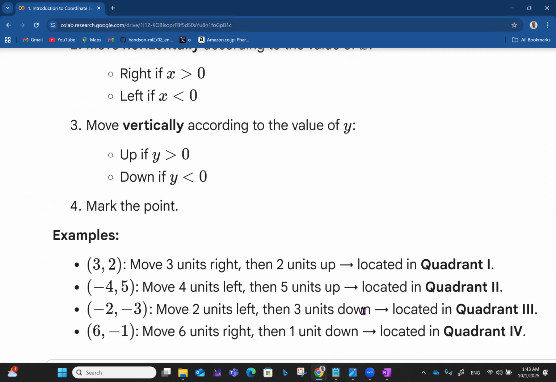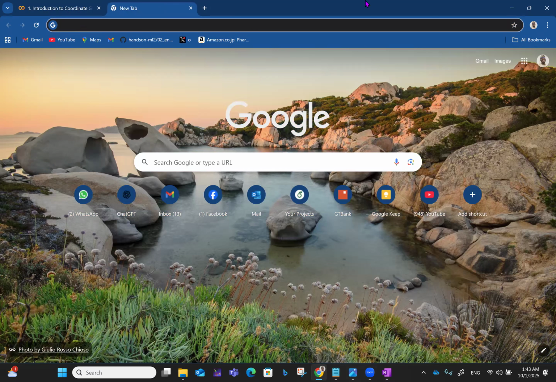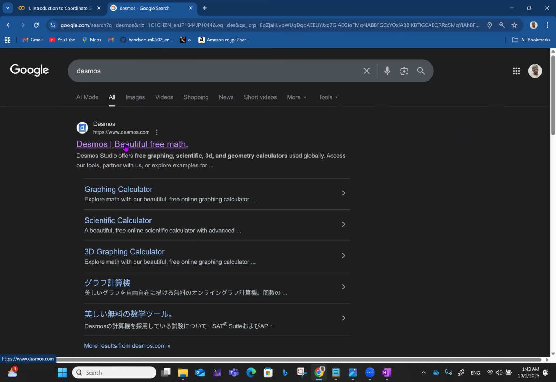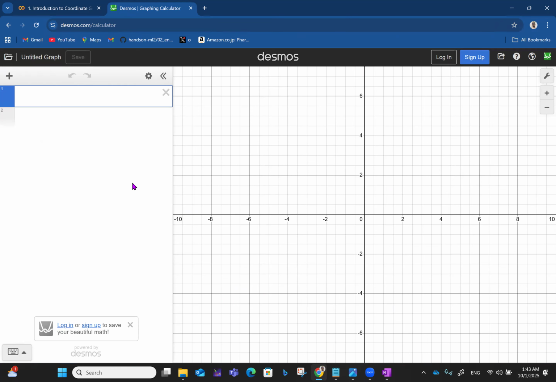Now, interestingly, we can use Desmos. I have used Desmos a couple of times, especially if you need to plot graphs and everything. So you just come here and type Desmos, and then you need the beautiful free math, right? And you want the graphing. So in this case, the first thing we need is (3, 2). Just come here and do 3, comma 2. Okay, that doesn't work. So put it in brackets: (3, 2).